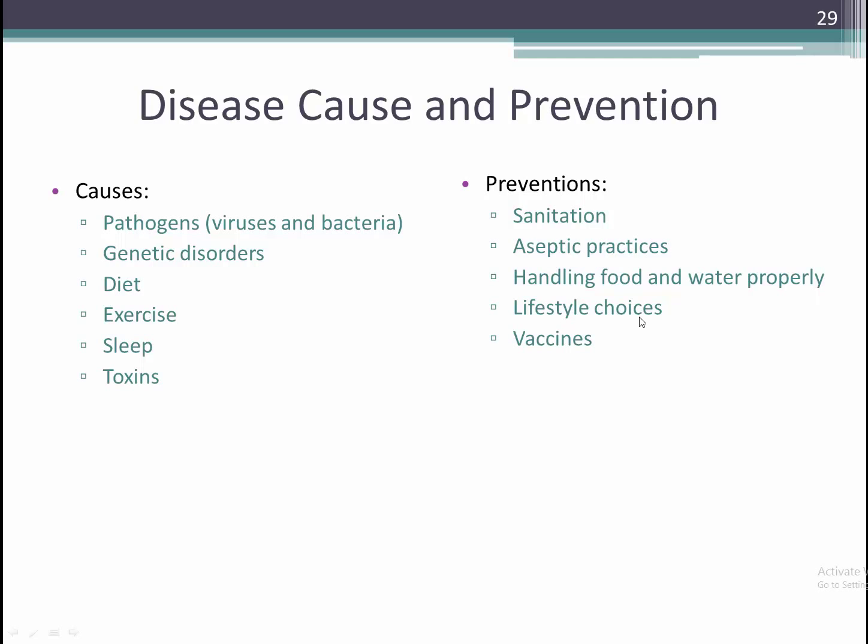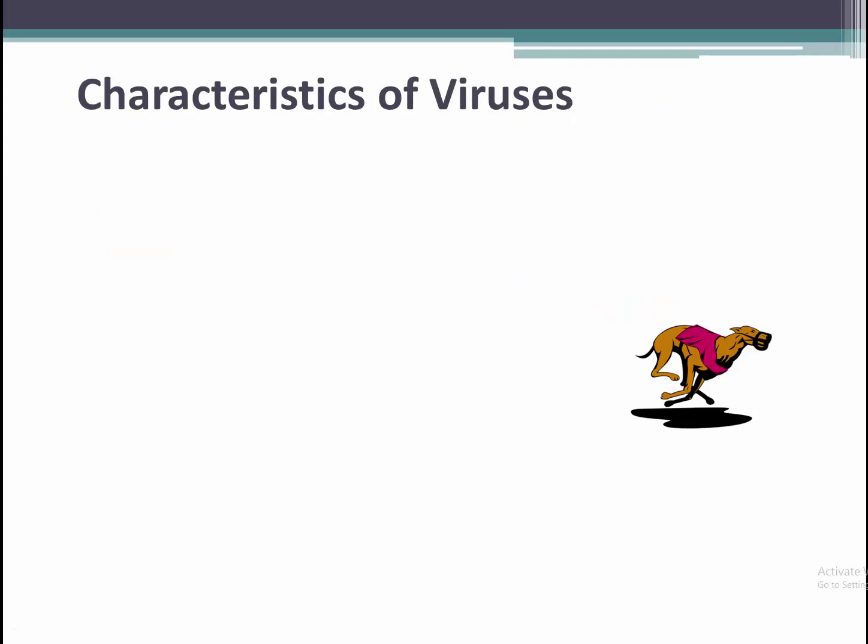Lifestyle choices, always try to do smart things, and then we can take vaccines to actually stop the spread of bacteria or some viruses like polio, which is almost completely eradicated off the planet.